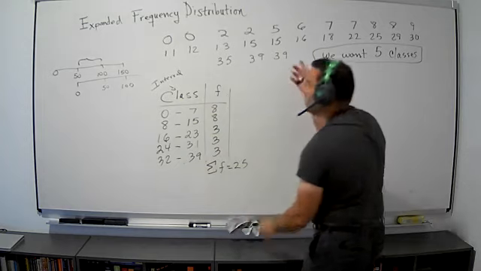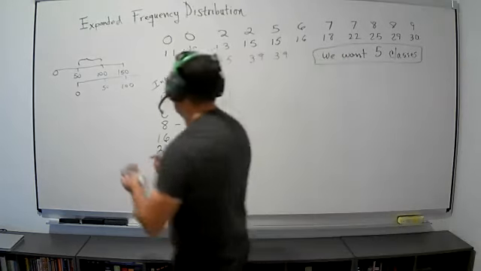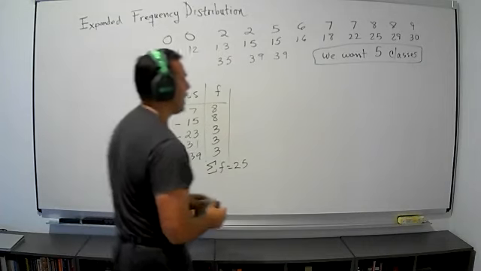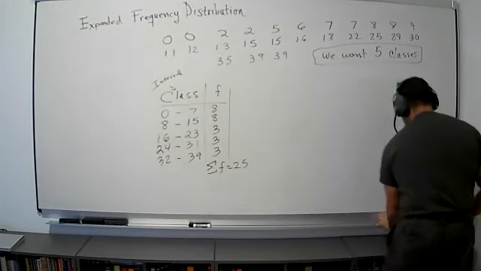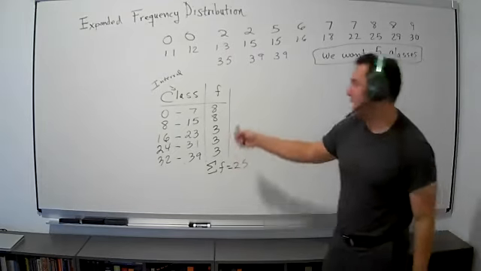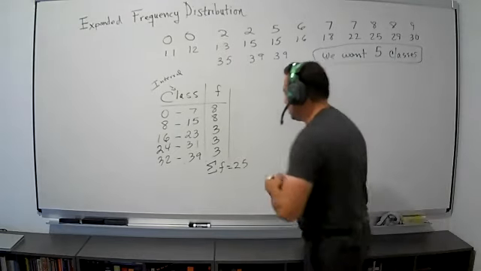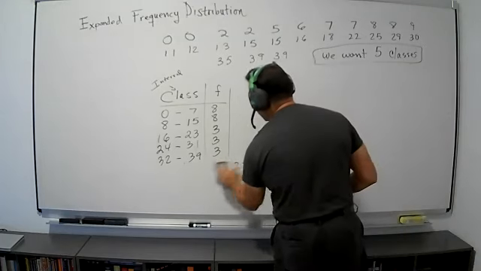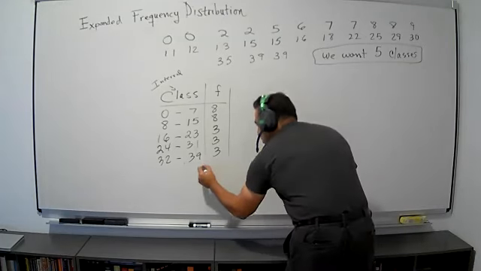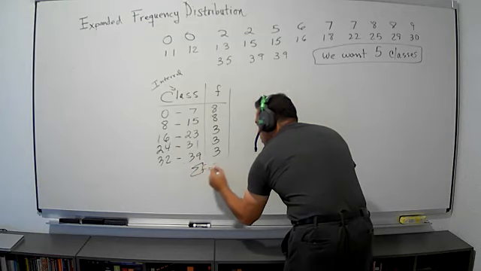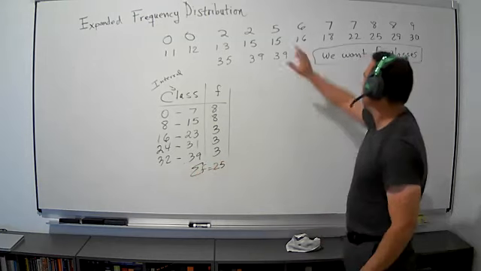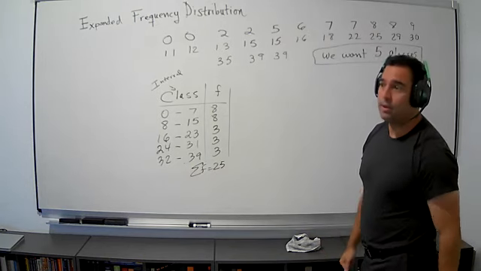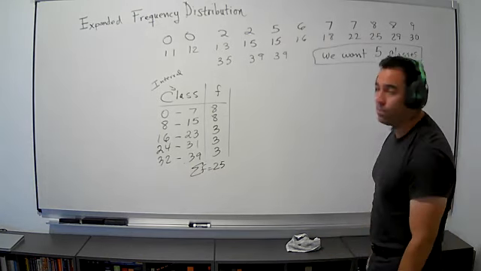You've put your numbers in order. You found your range. You've obtained your class width. You've created your classes and you counted your frequencies. Let's just assume you know that. Let me give myself a little bit more space here. So the sum of f equals 25, which is correct. It's how many numbers we have up here. Now we're going to talk about class midpoint.